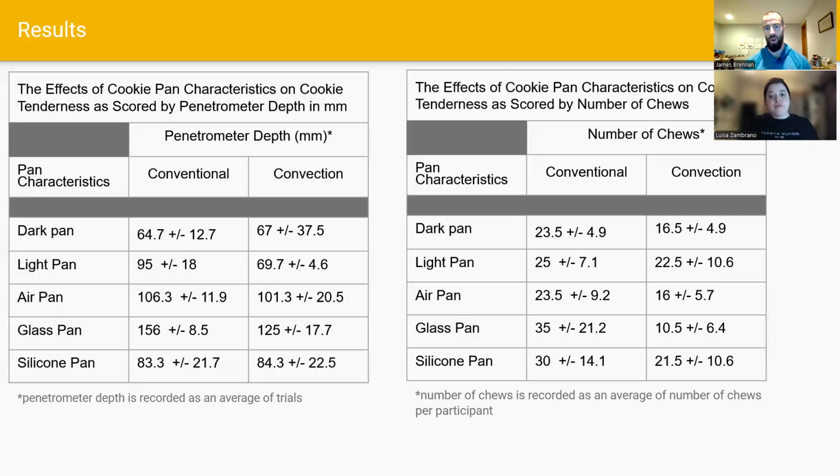And then if we look at the right table, number of chews was another indicator of how soft or tender the cookies were. And again, the glass pan was the highest in the conventional oven. The convection was actually the lowest, but if we were to look at all of the numbers, that actually just stands out as an outlier.